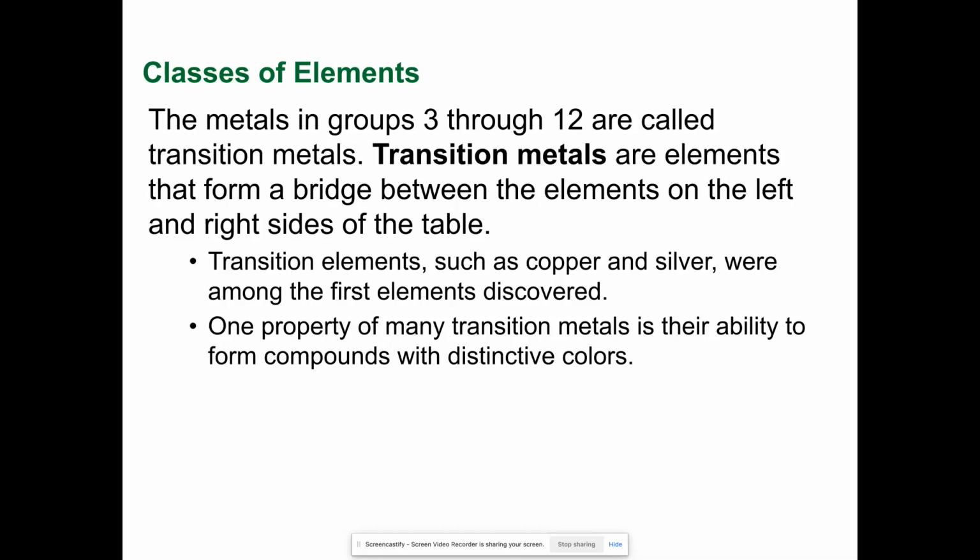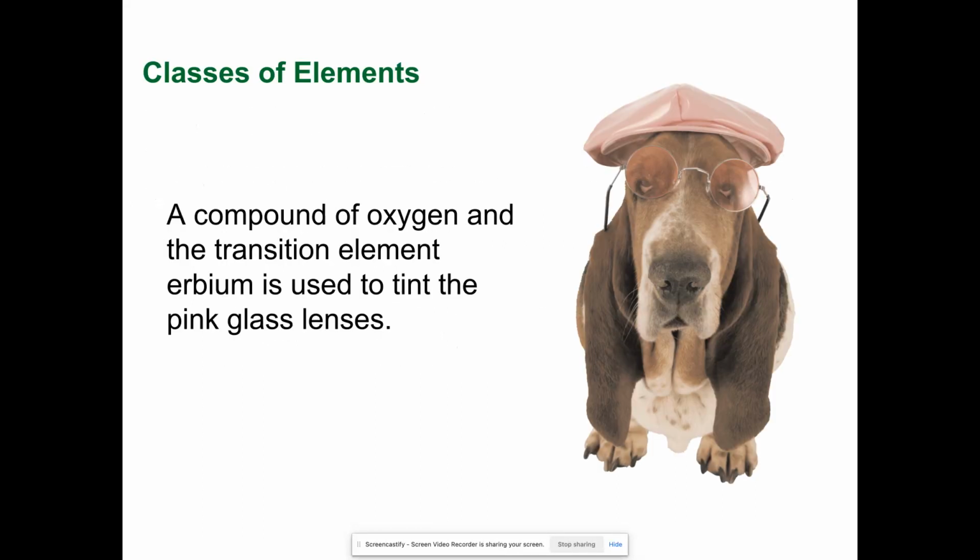Metals in groups 3 through 12 are called transition metals. Basically, as we move further to the right on the periodic table, it's less metallic. In that group range are copper and silver. Those are some of the first elements ever discovered. One property that many transition metals have is they have distinctive colors. So silver looks like silver, copper looks like copper, right?